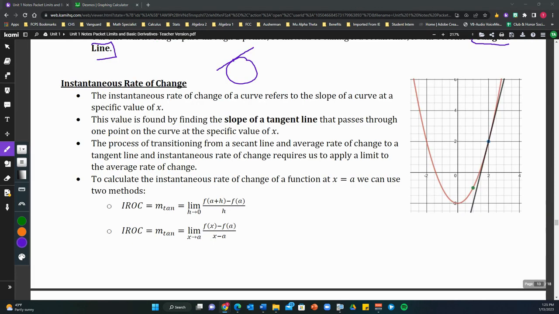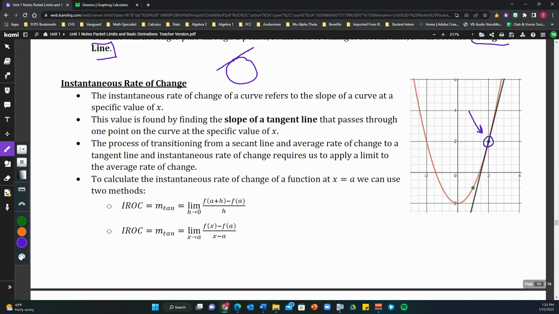So if we put all of this together, it leads us to our goal, which is to be able to find the instantaneous rate of change of a function. That instantaneous rate of change of a curve refers to the slope of a curve at a specific value of x. So at one point, or the point of tangency, what is the exact rate of change of the curve in that one exact moment of time?